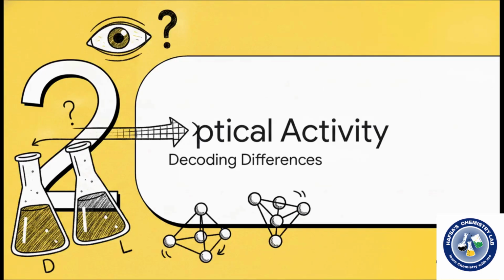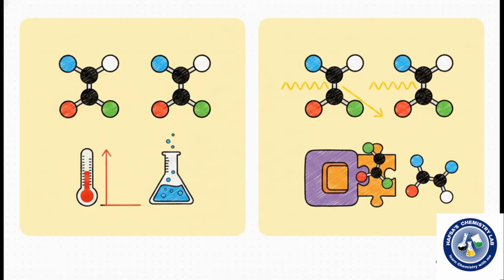Moving on to part 2, decoding optical activity. So now we know what these chemical twins are, but how do we actually tell them apart in the real world? Because let me tell you, if you had a beaker of the D form and a beaker of the L form, they would look completely identical to the naked eye. In fact, enantiomers share the exact same melting point, boiling point, and density. They are true chemical twins.